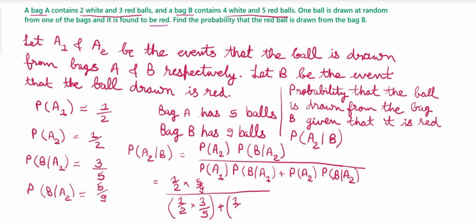It will be equal to 1 by 2 into 5 by 9 upon 1 by 2 into 3 by 5 plus 1 by 2 into 5 by 9. On solving this, we get 25 by 52. This way, from the question, you will have to create the events. You'll have to understand which events will be A1 and A2 and which event to call B, and then find the values and input it in the formula.